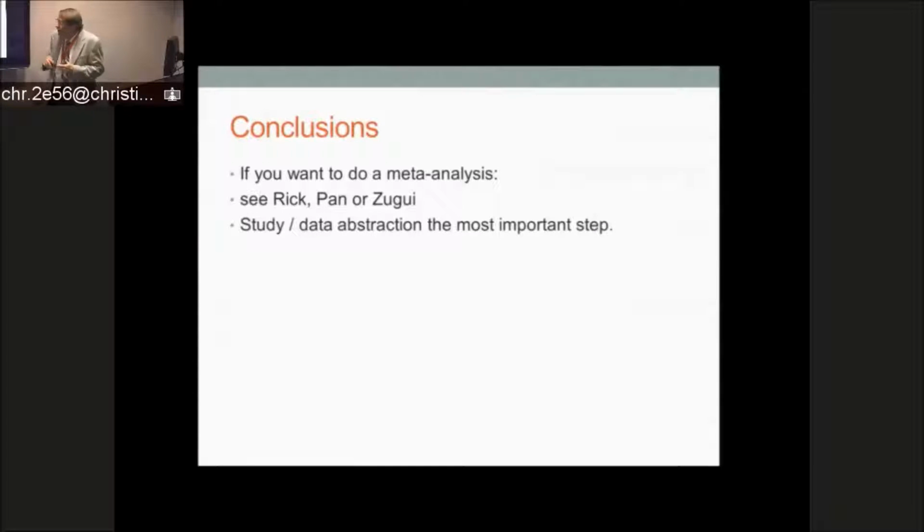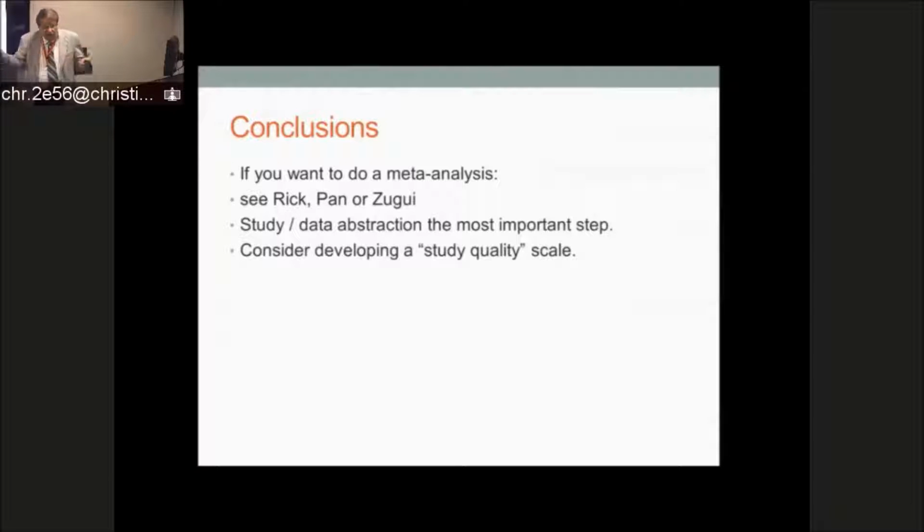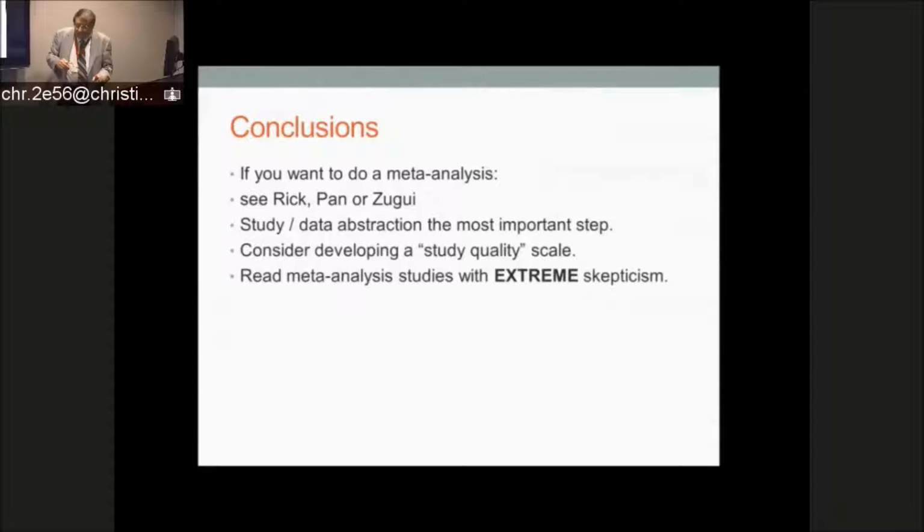So, obviously, selecting the studies is the most important step. As we've seen, you need to look at combinability. So if you want to do a meta-analysis, then maybe consider developing this study quality metric and incorporating that. I think that would be a much more powerful study than just doing a regular meta-analysis. And finally, if you're reading meta-analyses, read them with extreme skepticism.